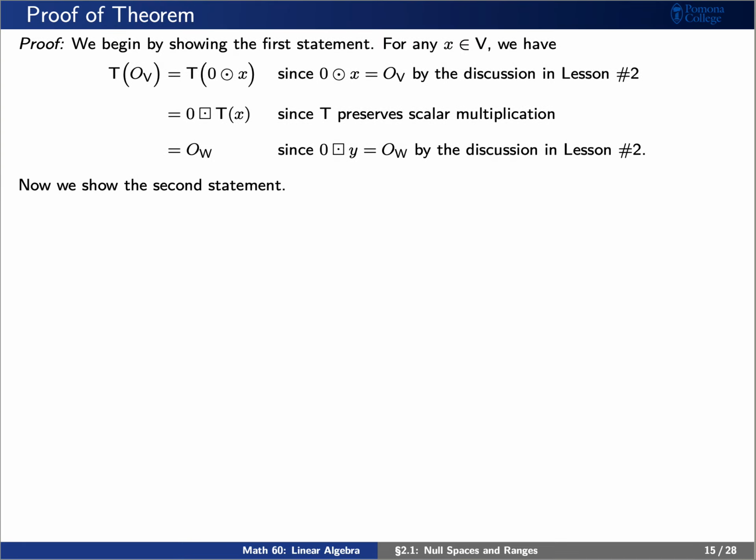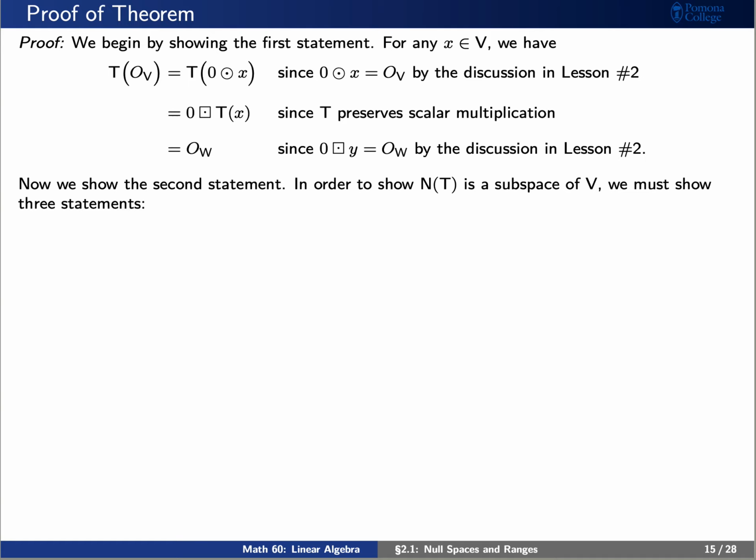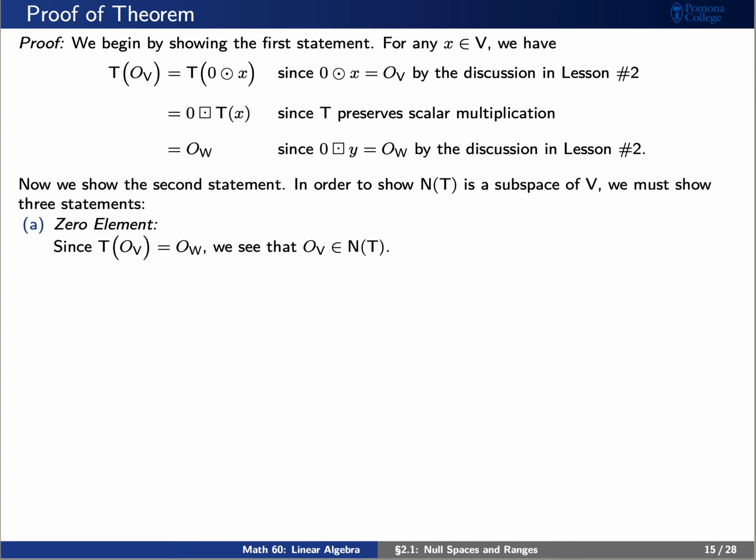Let's show the second statement in terms of the null space. In order to show that the null space is a subspace of V, we must show three statements. First, we'll show that the 0 element is in this set. Well, as we've just shown, T of the 0 element of V is equal to the 0 element of W. That means that the 0 element of V must lie in the null space. So, 0_V is in N of T.